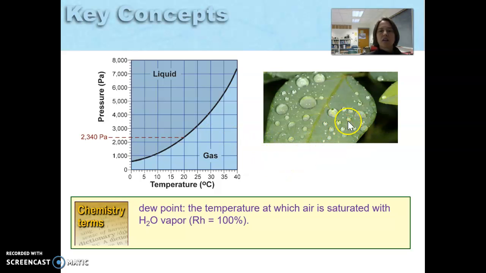Okay, so let's talk about dew. When you have warm temperatures in the day, so let's say it's like here, and then it's going to cool down at night, then that water vapor can't stay in the air. There's just too much water vapor in the air for that temperature. So it's going to condense on leaves and blades of grass and stuff, and that's why when you wake up in the morning there is dew.